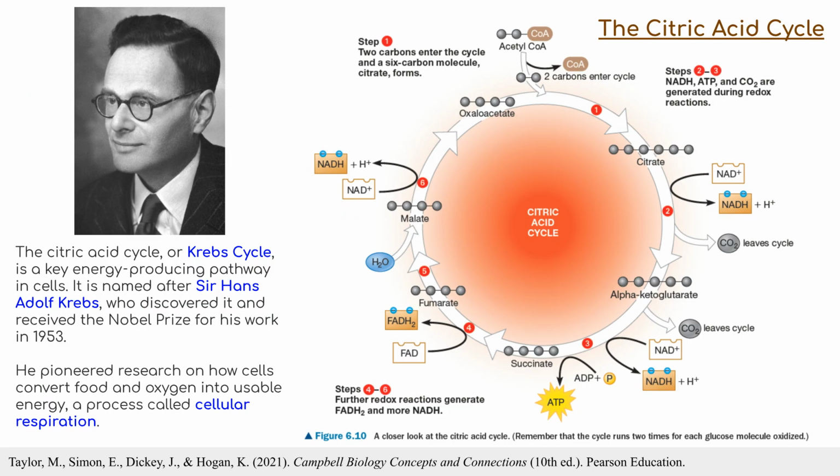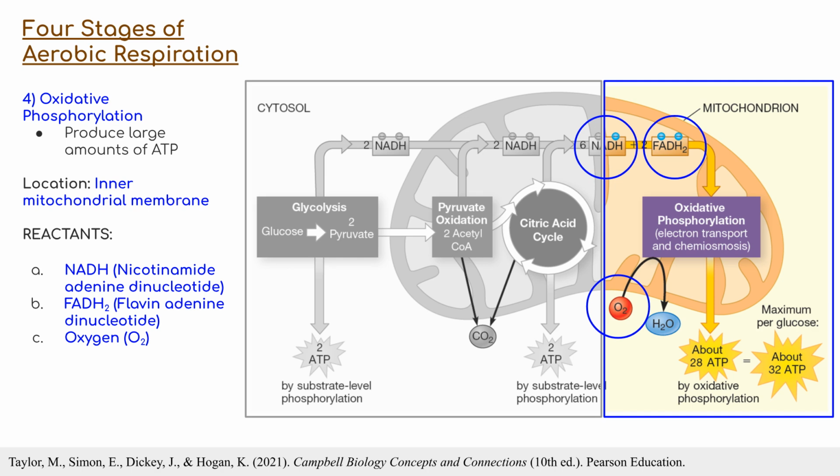On the left side of the slide, you see a photograph of Sir Hans Adolf Krebs, the scientist who discovered this cycle. He identified how cells convert food and oxygen into usable energy, and received the Nobel Prize in 1953 for this work. In his honor, the citric acid cycle is often called the Krebs cycle. On the right side of the slide is a circular diagram, which shows how the citric acid cycle functions as a repeating pathway. The circular shape is important because it emphasizes that the cycle continues as long as acetyl coenzyme A is available. The fourth and final stage is oxidative phosphorylation.